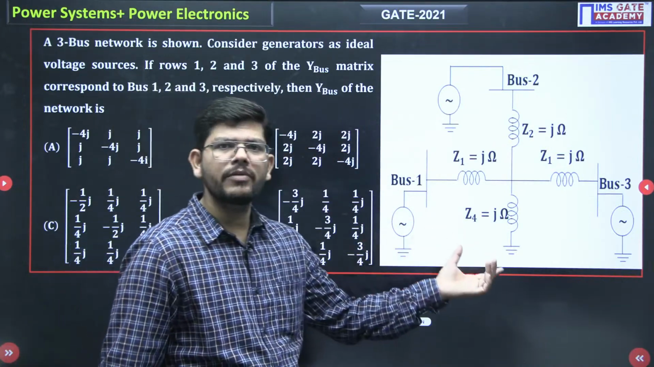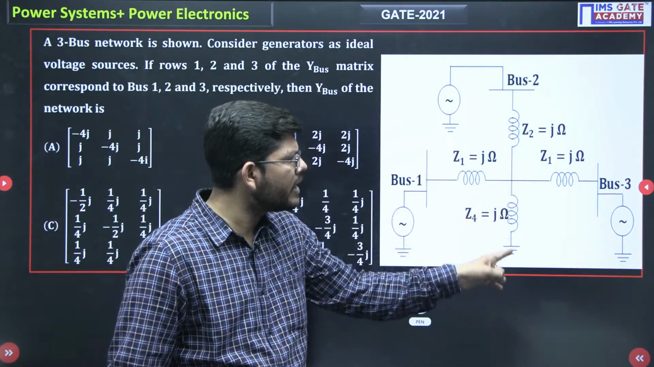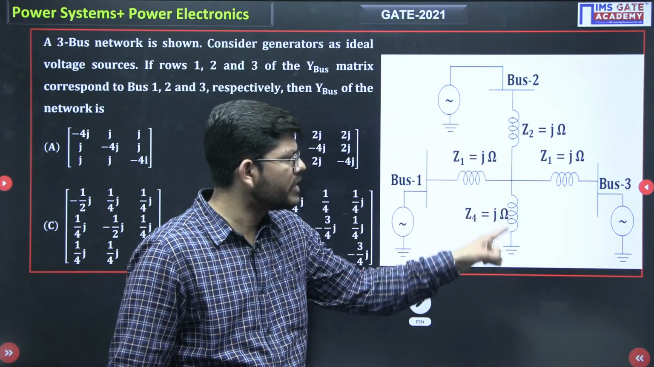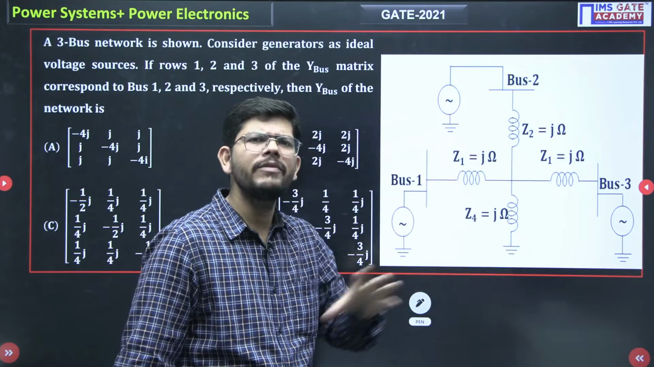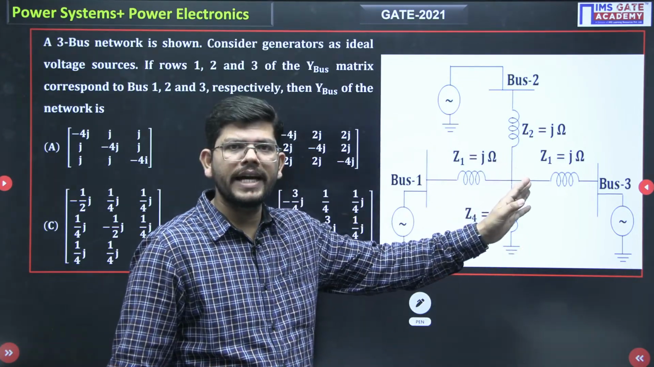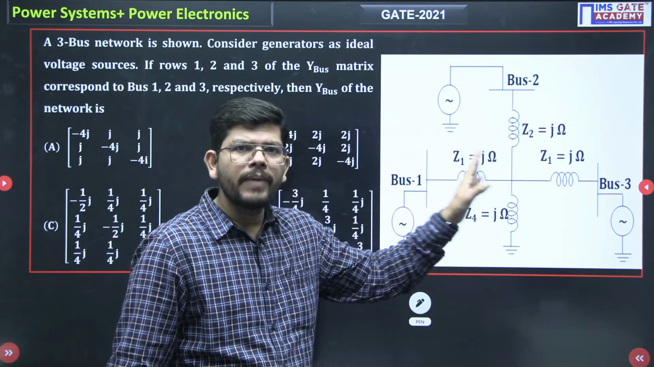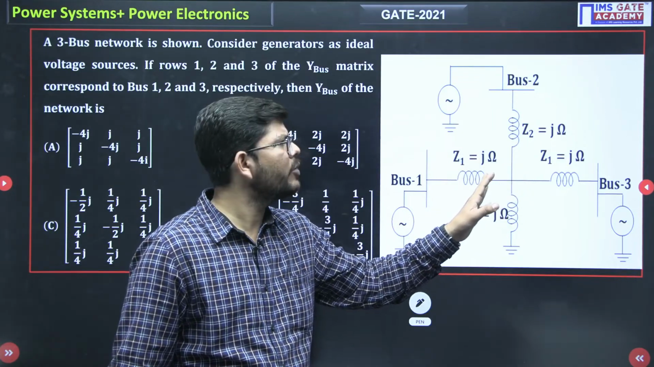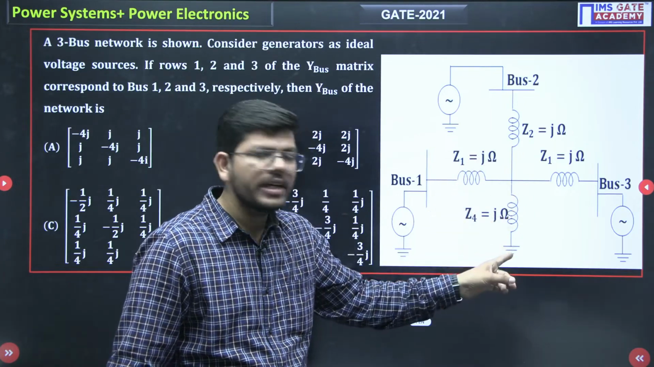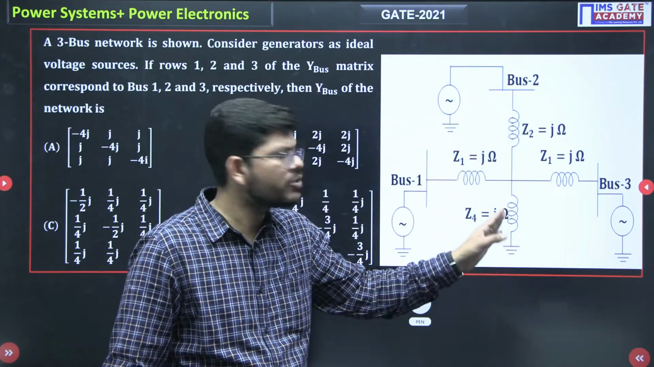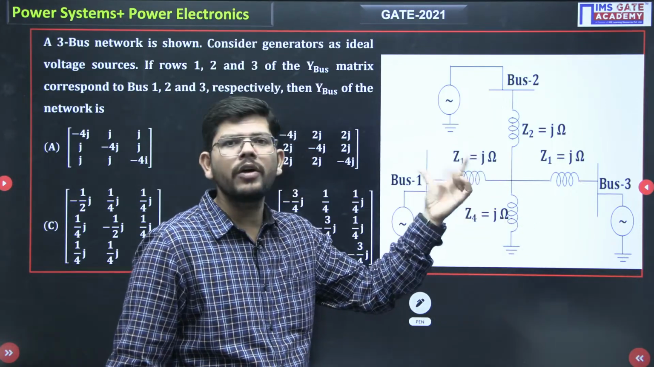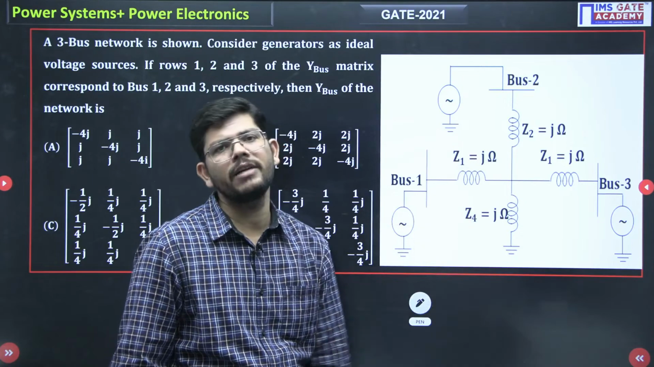If suppose there were no such branch, this particular branch, then we would not have any problem. Just by looking at the bus diagram, by the inspection method, we would be able to calculate the diagonal and off-diagonal elements. But this element is creating a problem: whether it will be accounted for in bus 1, 2, 3, or in between all. So this is creating a problem.